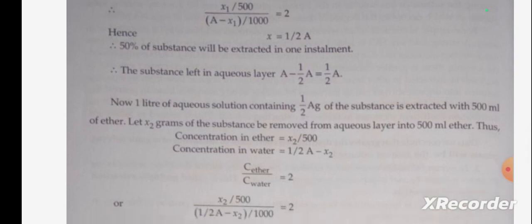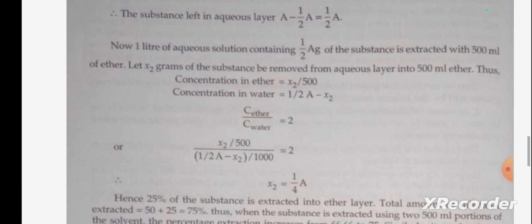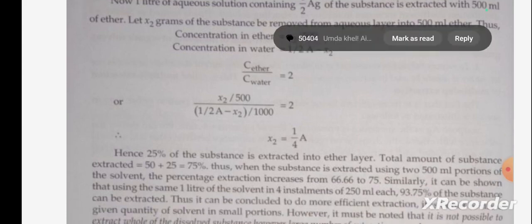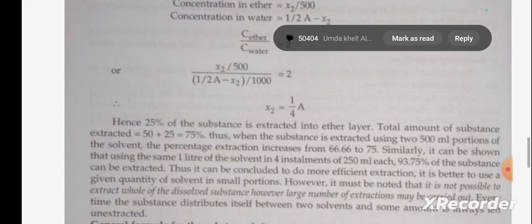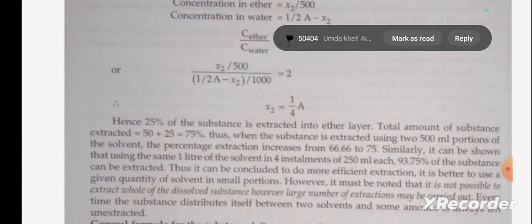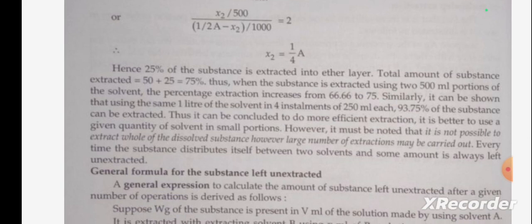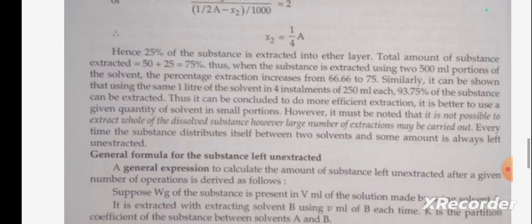Now, 1 liter of aqueous solution containing half A grams of substance is extracted with 500 ml. Let x2 be the number of grams removed from the aqueous layer into 500 ml ether. Concentration in ether is x2 by 500 and concentration in water is (1 by 2 A minus x2) by 1000. C ether by C water, x2 by 500 divided by (1 by 2 A minus x2) by 1000 is equal to 2. x2 is equal to 1 by 4 A. Hence 25% is extracted into the ether layer. Total amount of substance extracted is 75%.